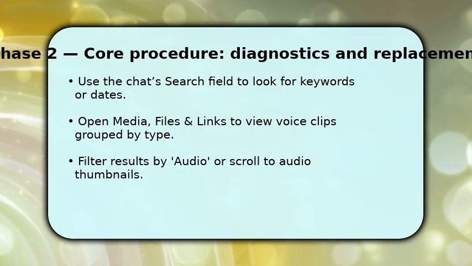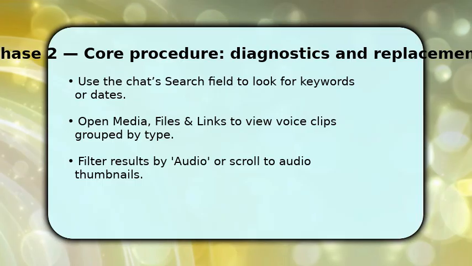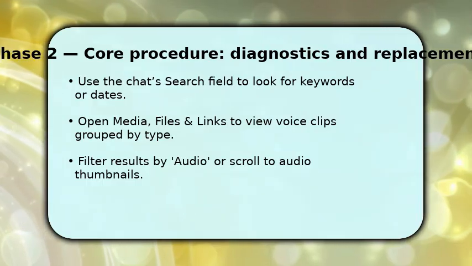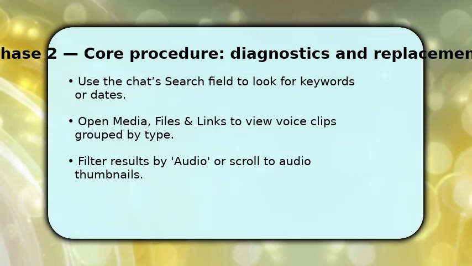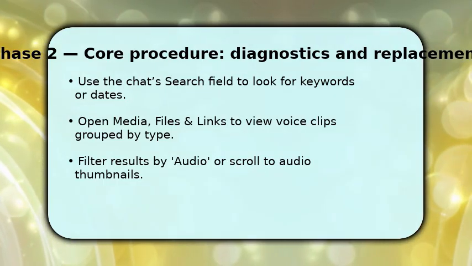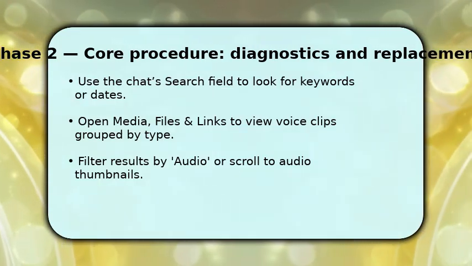Once results appear, switch to audio or media filters to isolate voice messages. Look for microphone or waveform thumbnails. If you don't see audio, tap See All Media, then toggle to Files or Audio. This focused filtering saves time and prevents you from endlessly scrolling through text and images.